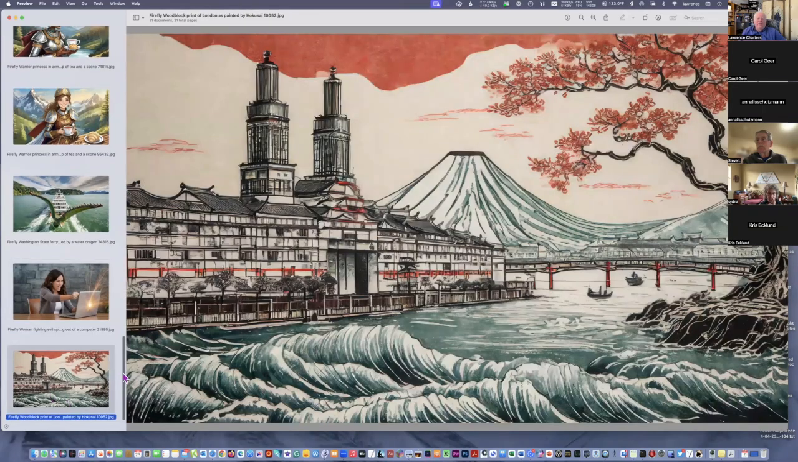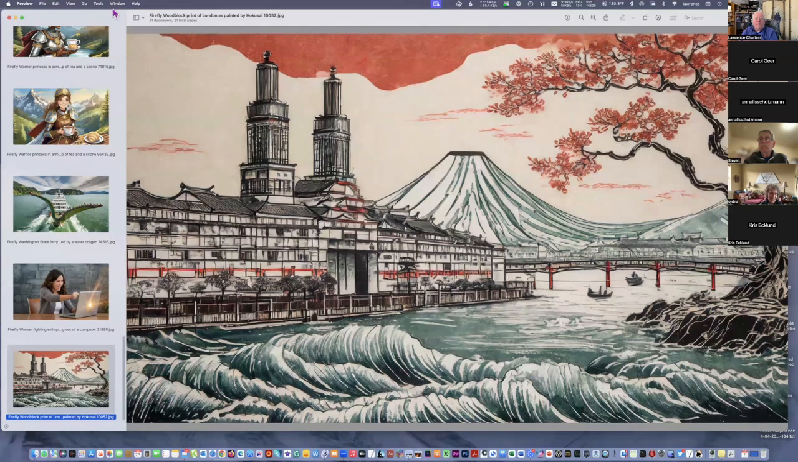And finally, I wanted a woodblock print of London as painted by Hokusai. I'm kind of obsessed with Hokusai. This is kind of a good Hokusai woodblock print. It sort of looks like London, except that there are no volcanoes in London, unless they've added one that I'm unaware of.